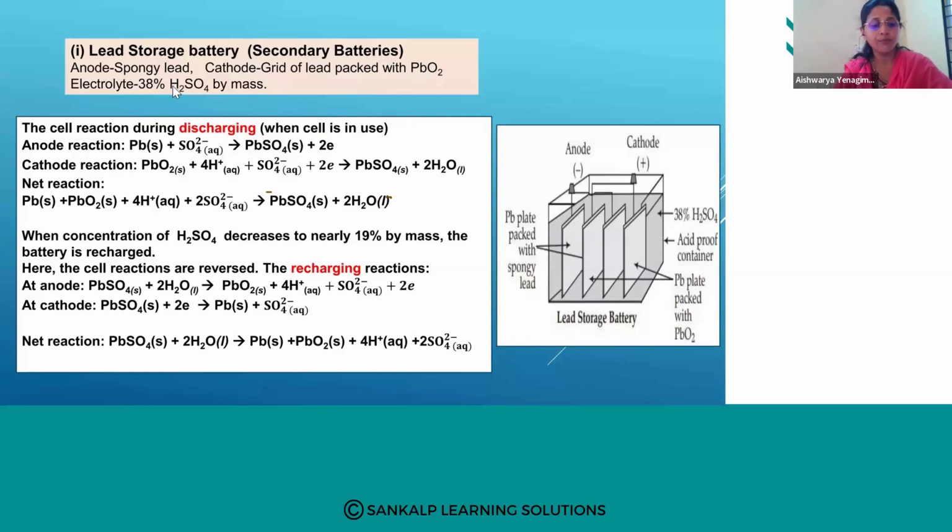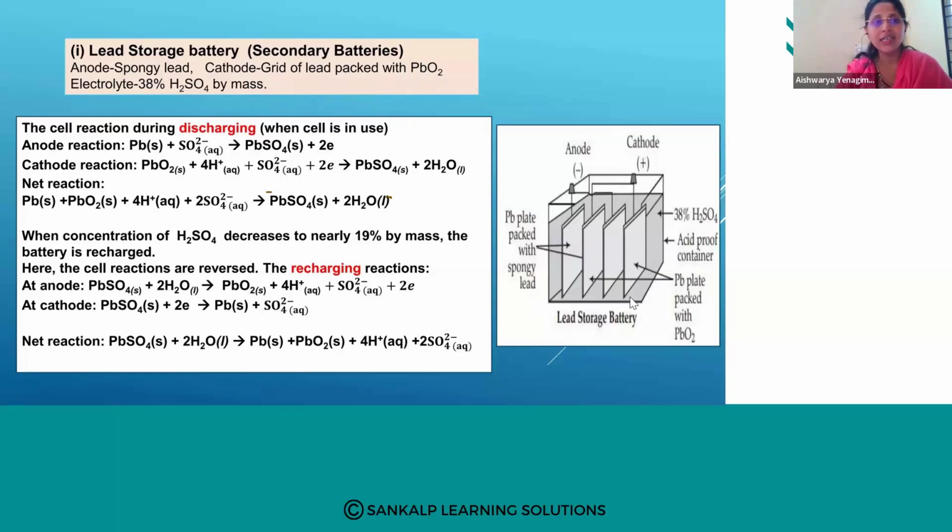It consists of lead as anode. So the anode is spongy lead. And the cathode is the grid of lead packed with PbO2. See here, these are Pb plates packed with spongy lead. This is my anode. And what is the cathode? The Pb plate packed with PbO2 is my cathode. So this is the cathode. You can see here these two plates, anode and this is cathode. Fine.